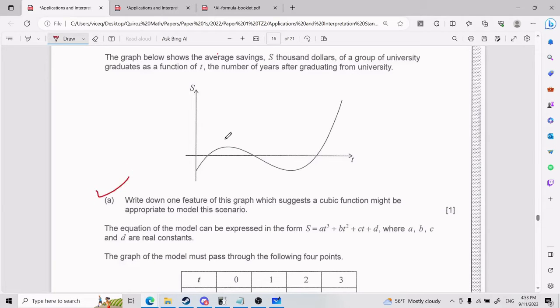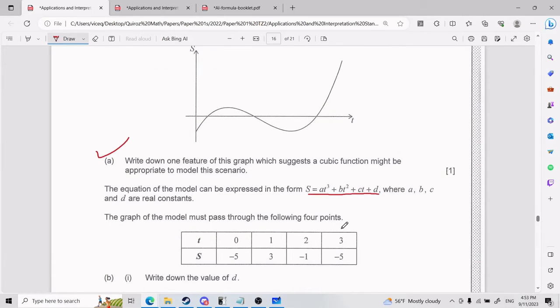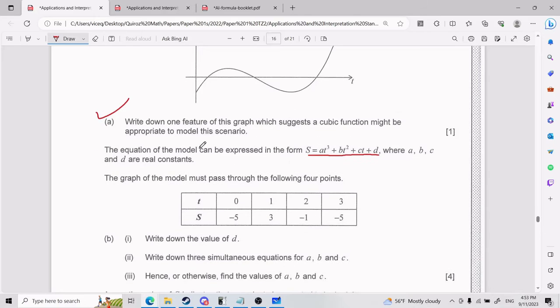That is per day. Then they tell us that the equation of the model can be expressed in the form S equals all of this stuff, where a, b, c, and d are real constants. The graph of the model must pass through the following 4 points. And so these 4 points are real points, parts of my model. For example, (0, -5) is right here. This point here is (0, -5). (1, 3), I'm eyeballing it, but it's probably this. I wouldn't be surprised if it's this.